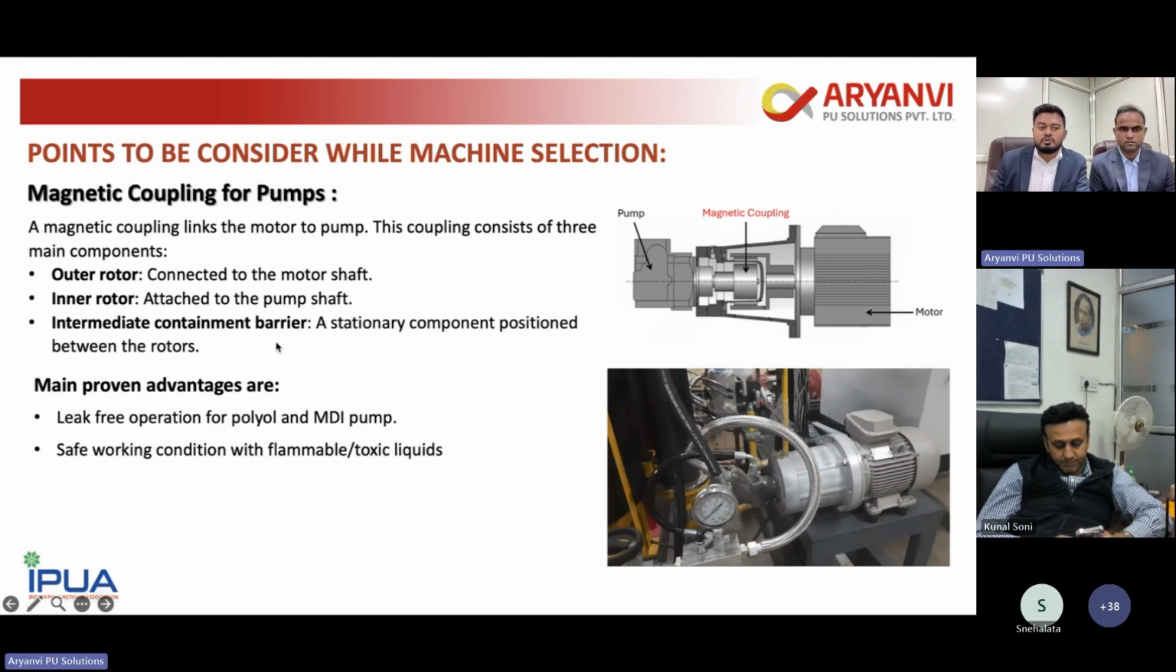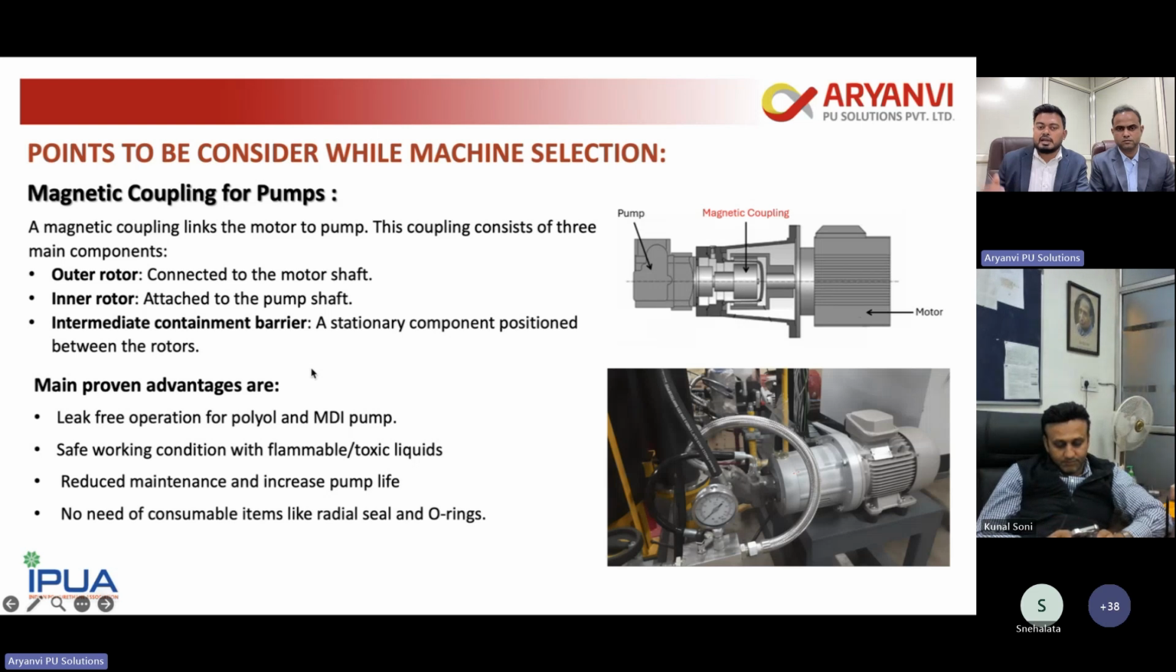It also gives you a safe working condition where flammables like cyclopentane are used. So it also gives you a safe environment. It reduces maintenance and increases pump life. That is very important. Everybody is highlighting the maintenance free activity, but it is also increasing the pump life. The pump is again a costly item on your machine. So definitely you are saving some money if you are adding magnetic coupling in your machine.